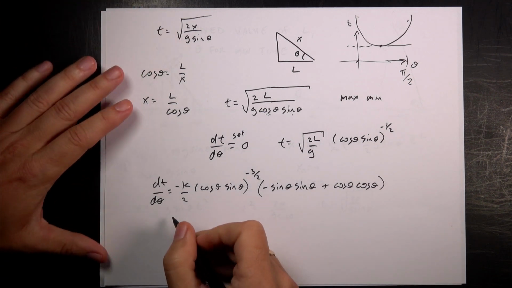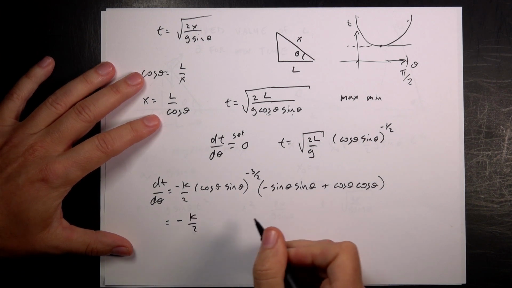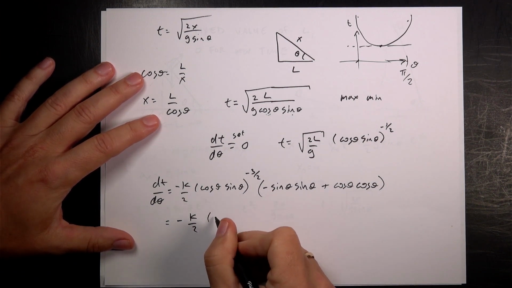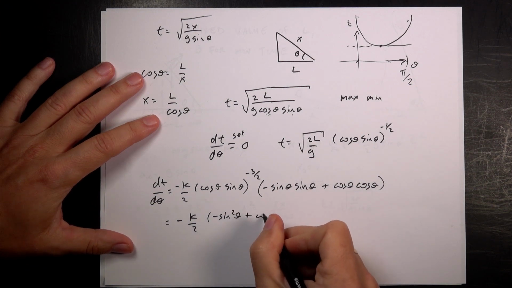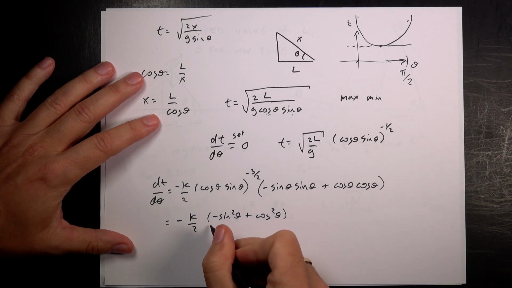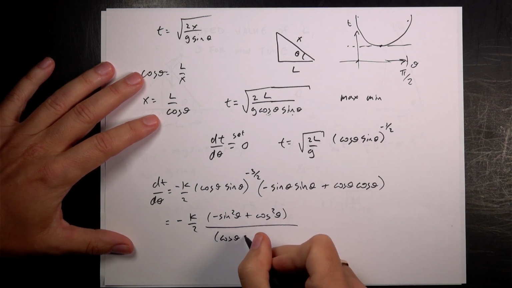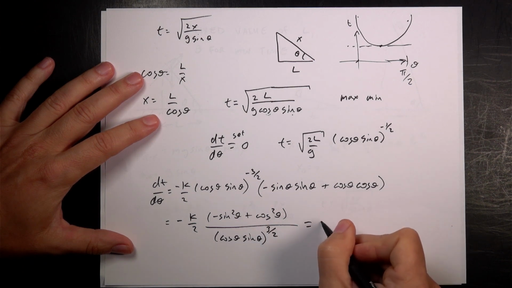Okay, so now let's just simplify. I get negative k over 2, times negative sine squared theta plus cosine squared theta, all of that over cosine theta sine theta to the 3/2. And I want to set that equal to 0.